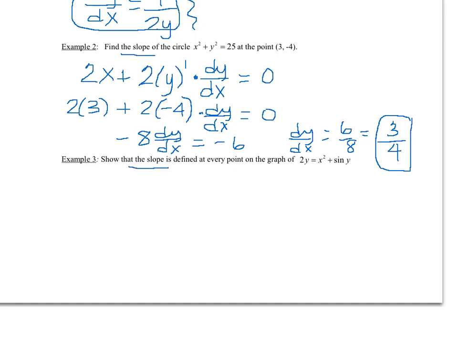So the derivative of 2y, well, the 2 is a constant multiple, so it's going to stay, and then the derivative of y is just dy/dx. On the right-hand side, the derivative of x squared is 2x, and then the derivative of the sine of y is going to be the cosine of y, and that would take care of the outer layer, but then we've got the derivative of y, which is dy/dx.